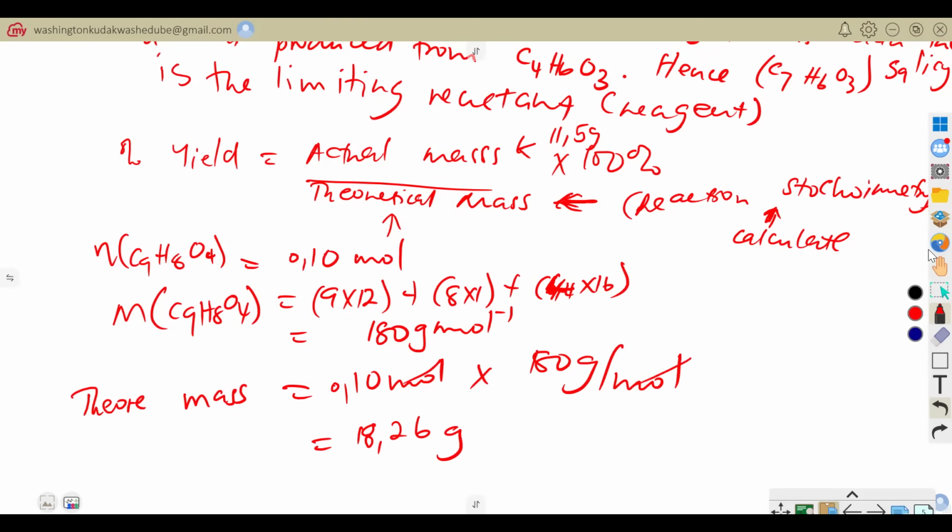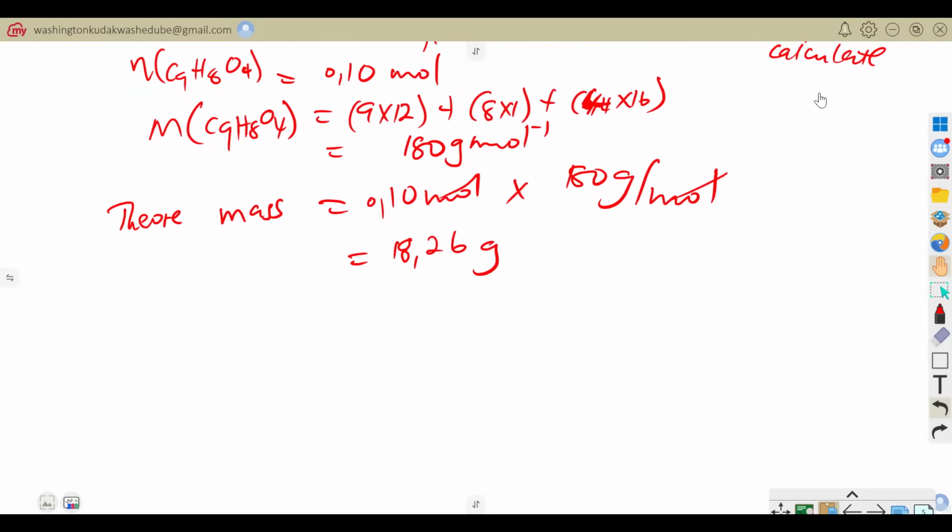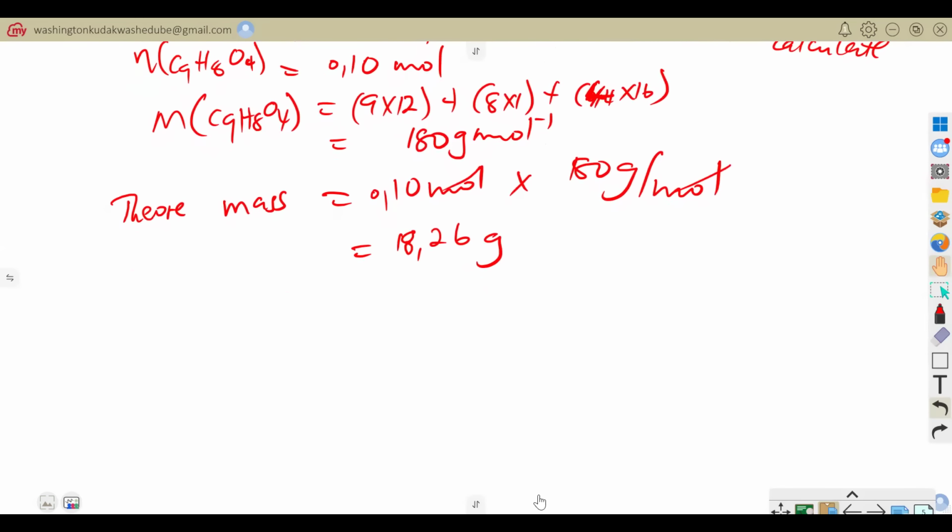That is the percent yield. So to find the percent yield, we now have got our theoretical mass and our actual mass.